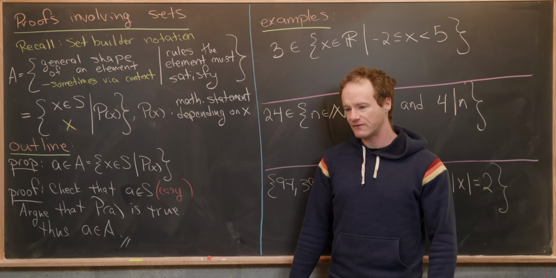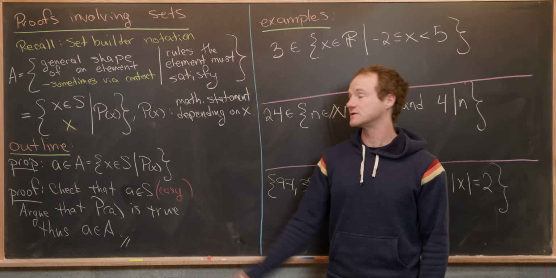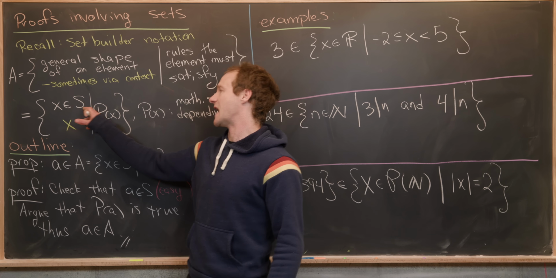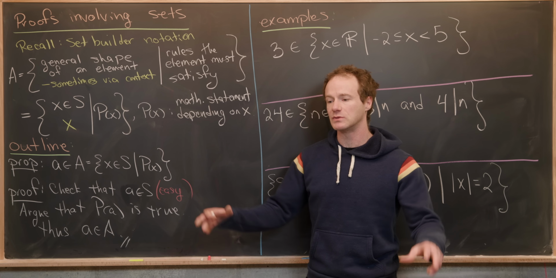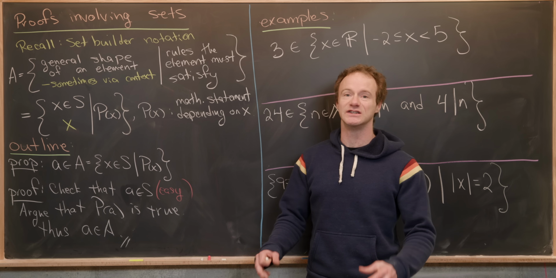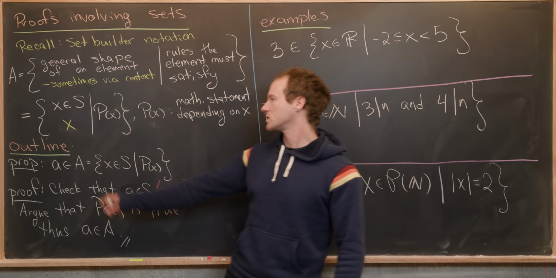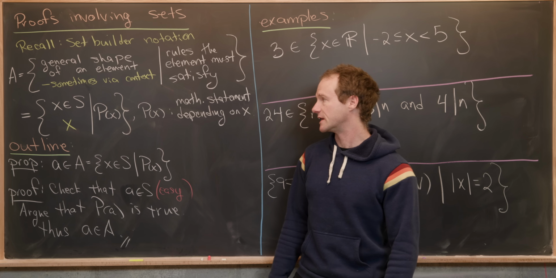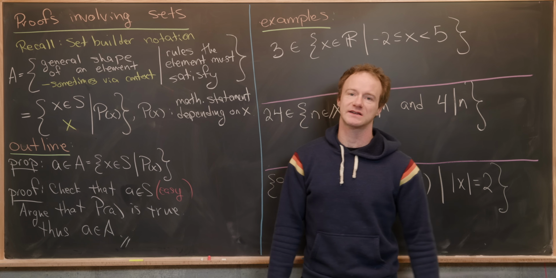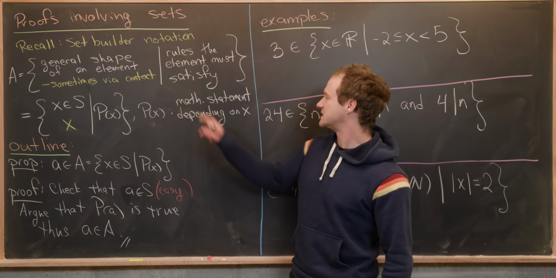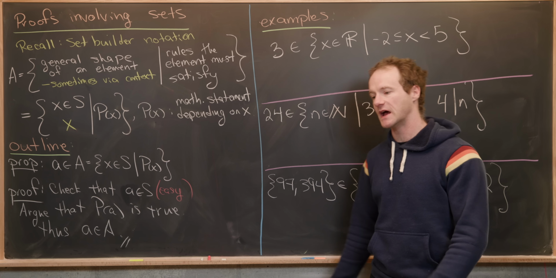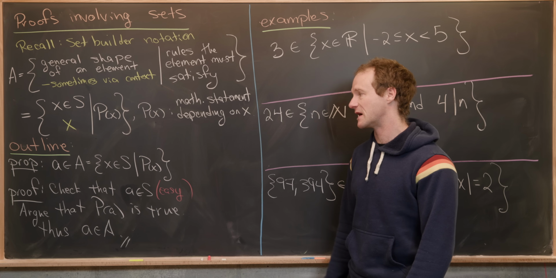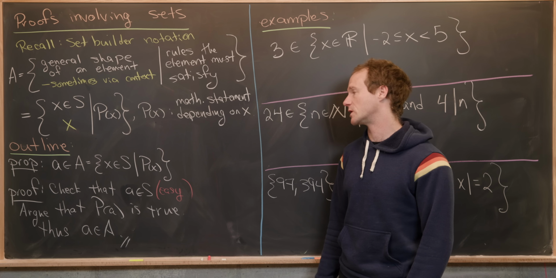Now we could write that via the notion of a mathematical statement like this. Here we've got A is equal to {x in S such that P(x)}. S would be some larger set that represents the general shape of the element, or sometimes you just write x here if it's understood what universe you're working in. And P(x) is some mathematical statement depending on x. In a previous video, we looked at the definition and a bunch of examples of mathematical statements, so I'll let you check that out if you want to.